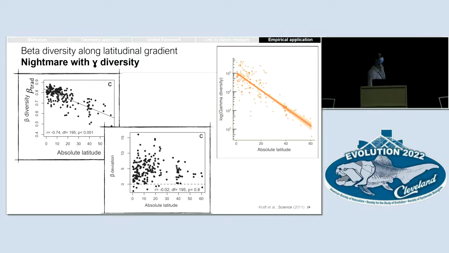We now know exactly that the difference between these two measures is because of the nightmare with gamma diversity. Here again, the x-axis is absolute latitude, and the y-axis is gamma diversity. Note that it's in log scale, so it's really an exponential decrease of gamma diversity along absolute latitude. If we use the traditional measure of biodiversity, this pattern is fully driven by gamma diversity, while this measure fully forgets about gamma diversity, and therefore you see nothing. However, is it possible that we can leverage both the gamma diversity information and also the local information to see how this biodiversity changes?